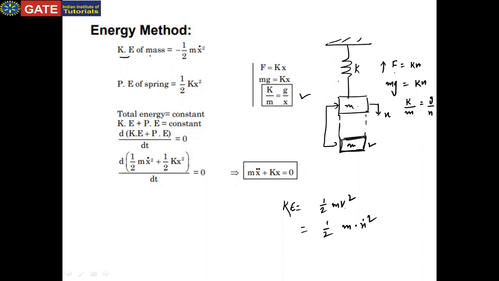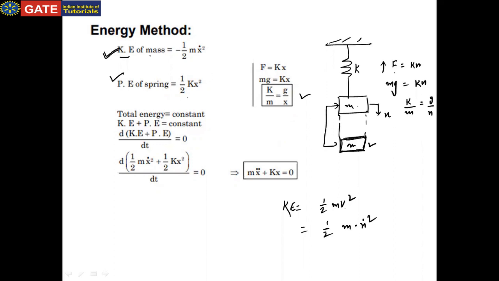So for the total system, if you write the energy, it will be total energy, which is kinetic energy plus potential energy for the system. I'm saying for the system; system means spring and mass both. So in the mass you will have kinetic energy, and in the spring you will have potential energy. And the potential energy of the spring is half kx square.